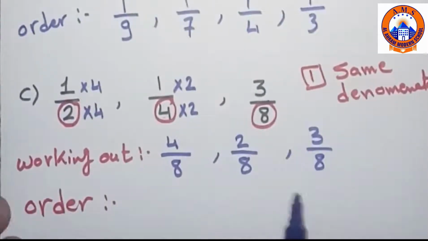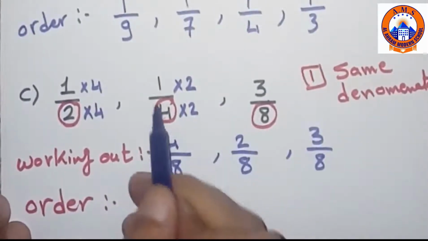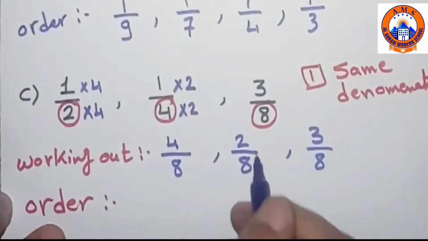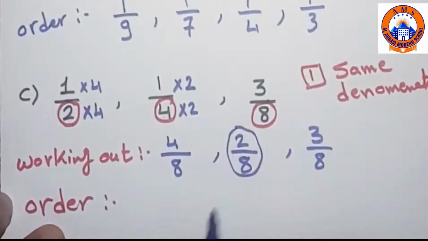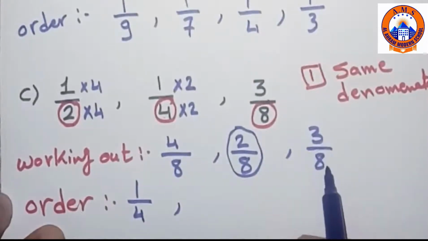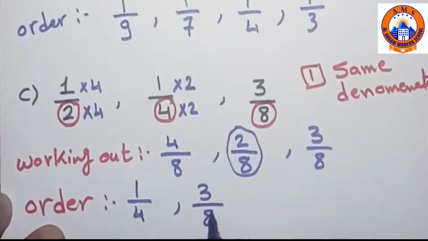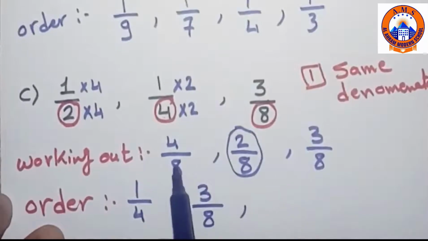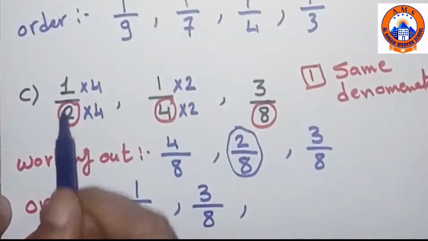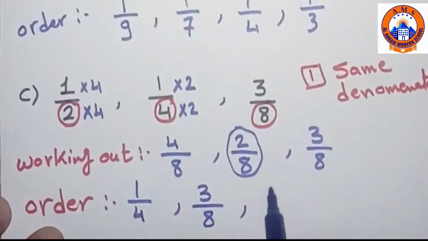The smallest fraction here is 2 over 8, which was 1 over 4. So I'm gonna write this fraction first. 2 over 8, which was 1 over 4. Then the second fraction is 3 over 8, which was the same, 3 over 8. And the third fraction is 4 over 8, which was 1 over 2 or half. So we will write half.